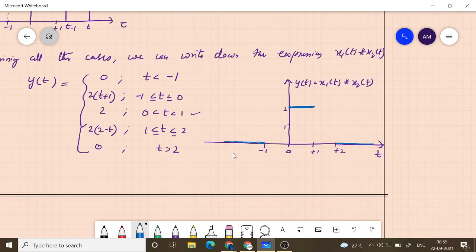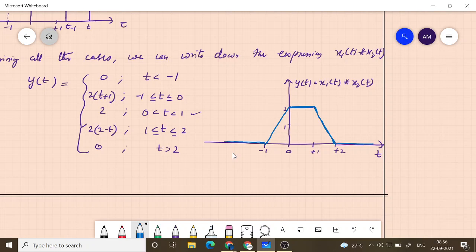And then from minus 1 to 0, it is 2 into t plus 1, that is basically mx plus c, 2t plus 2. So the slope is 2 and the y-intercept is 2, that is this straight line. The second straight line is minus 2t, the slope is minus 2, and the y-intercept is 4. So that is this straight line. This is the shape of your convolution result.